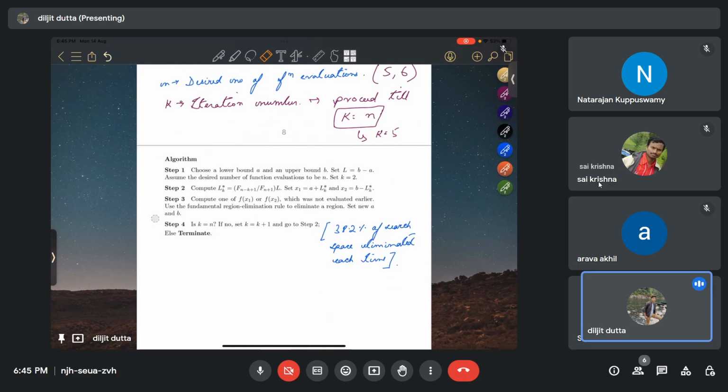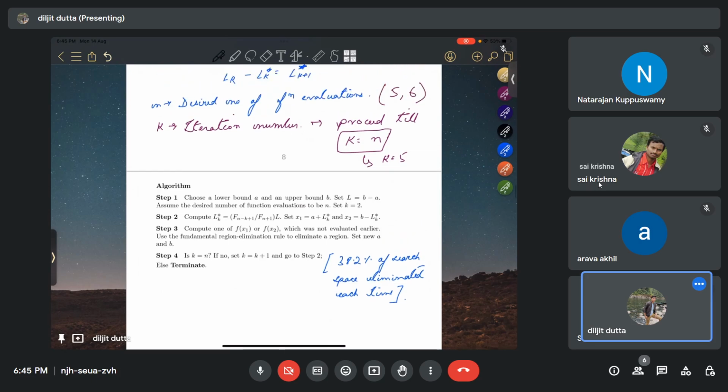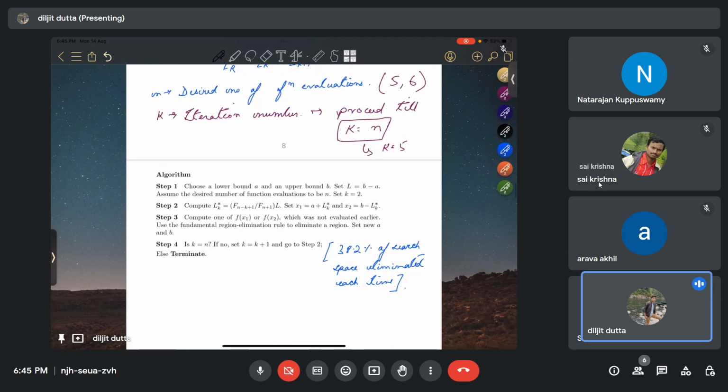This is taken from the book. I will just tell you the steps. Initially, choose a lower bound A and an upper bound B, and capital L is equal to B minus A. Then we set the desired number of function evaluations to be n and set k equal to 2. Sorry for my mistake there. I told you we will start from k equal to 1, but no, we will start from k equal to 2. The first k will be just evaluating A and B, so that comes as k equal to 1. So we set k equal to 2.